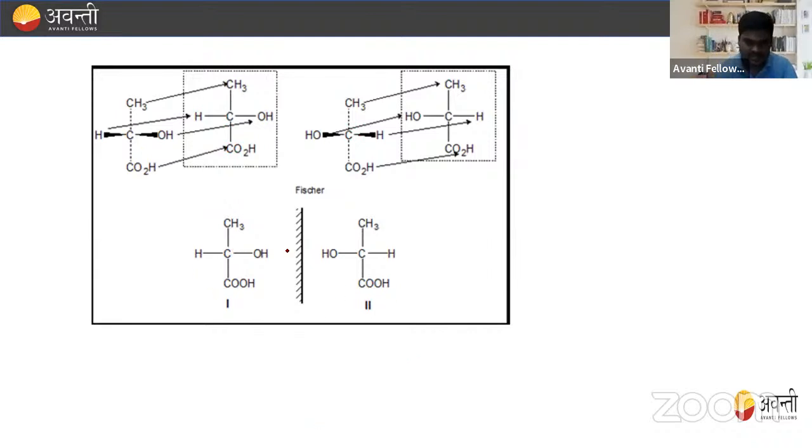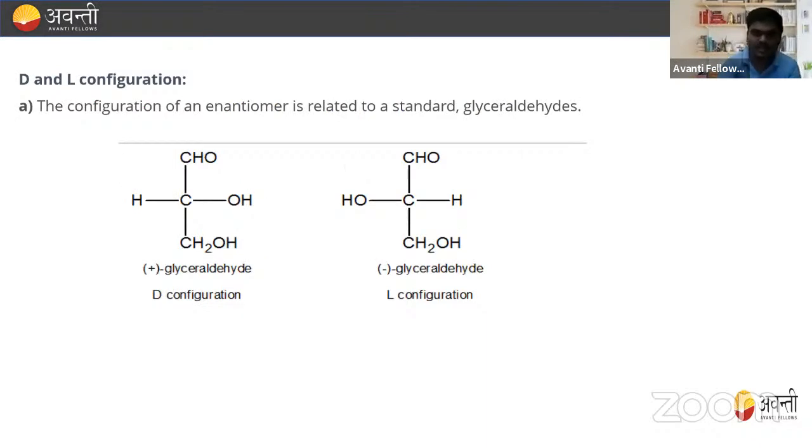We have a CH3, COOH, H, and OH. So just rotate this vertical line and this horizontal line. This horizontal line represents which is acting outwards, and this vertical line represents inwards, right? So this is how we can represent it.